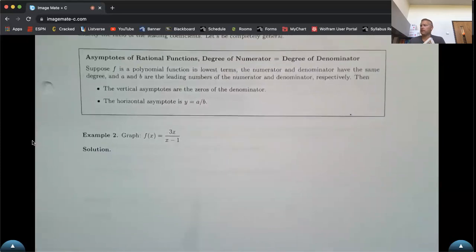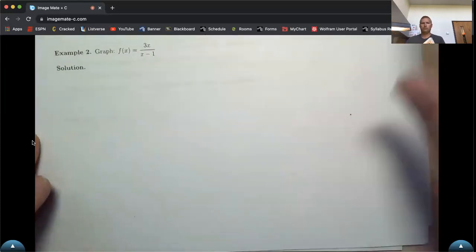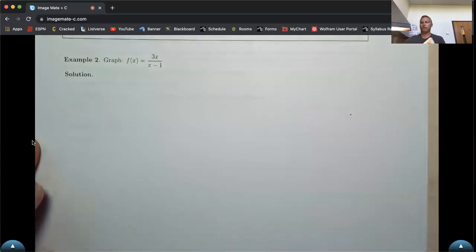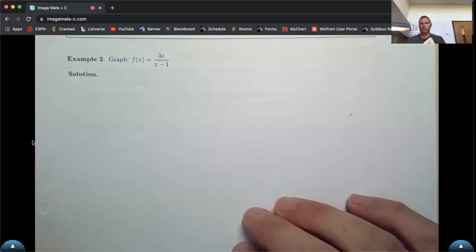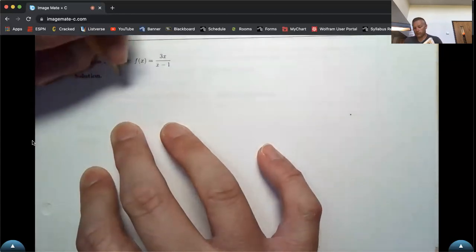So like in this case, where we have 3x over x minus 1, let's again get a graph of this rational function. Just trying to bring a little more light in here. Okay. So let's graph this function, 3x over x minus 1. And first, we're going to note that it's in lowest terms.